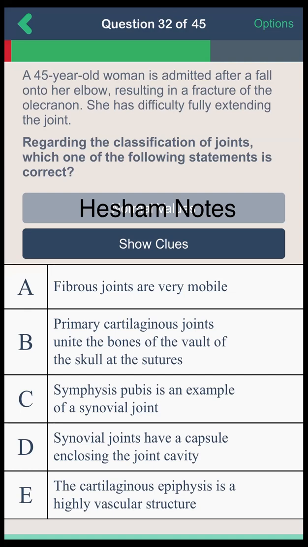The synovial joint has a capsule enclosing the joint cavity. This is right. This is the prominent feature of synovial joint. Cartilaginous epiphysis is a highly vascular structure. No, cartilage has no blood supply within itself. So D is the option. Yes, right. So synovial joints have a capsule enclosing the joint cavity.